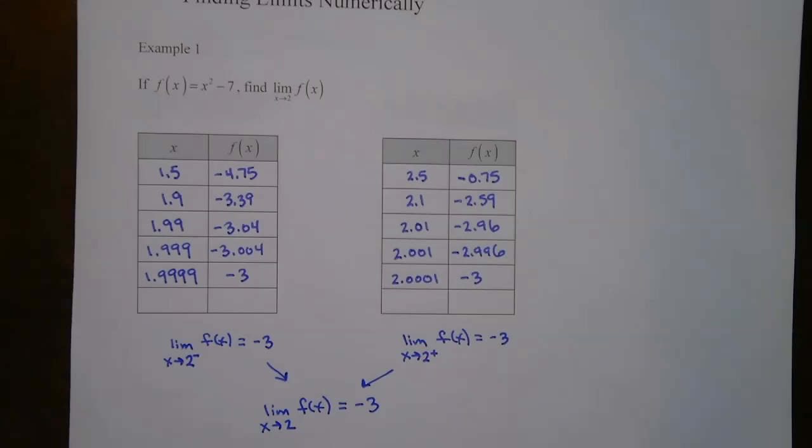But I want to show you that's going to be the shortcut to this, is we can just plug it in, okay? And instead of writing f of x here, you could also write x squared minus 7, because that's what we're finding the limit of, okay?